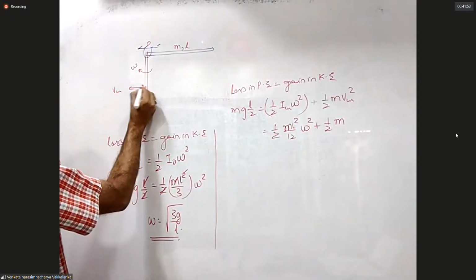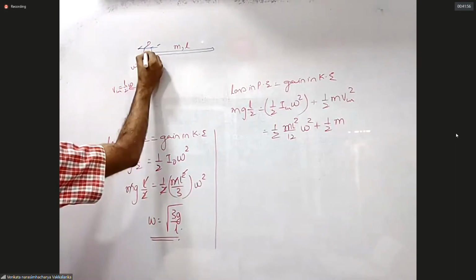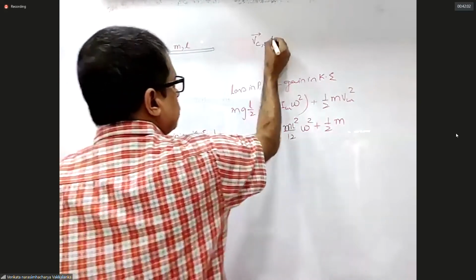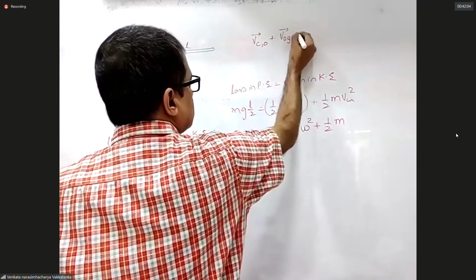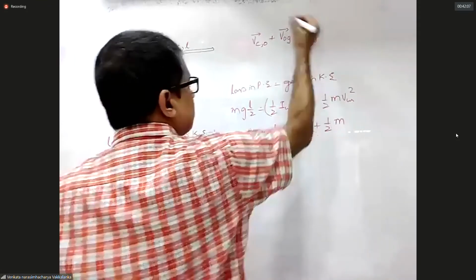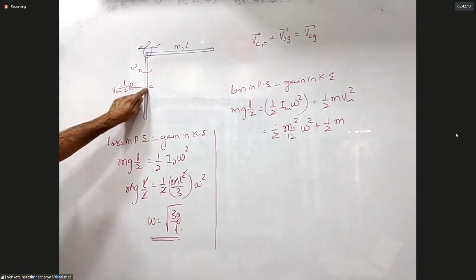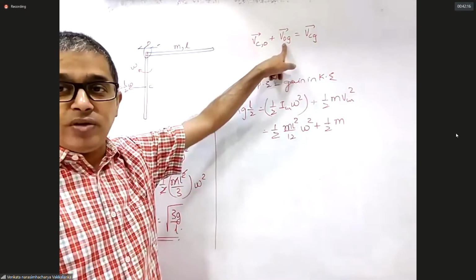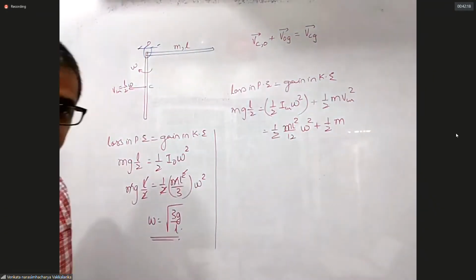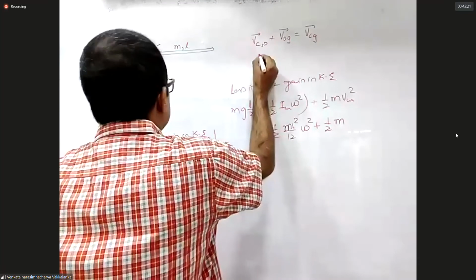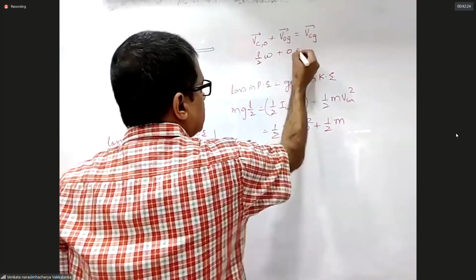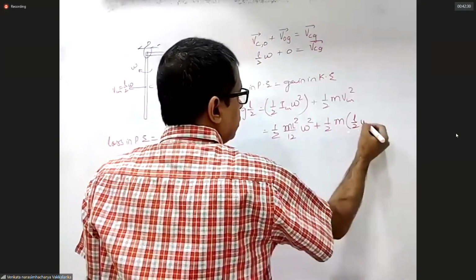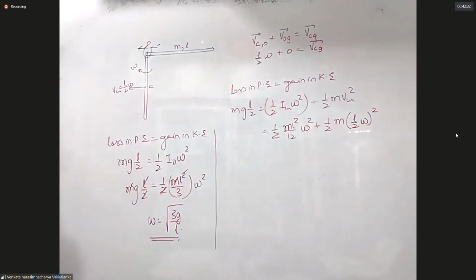Velocity of center of mass: this will be L by 2 omega with respect to O. Velocity of center of mass with respect to O plus velocity of O with respect to ground is velocity of center of mass with respect to ground. This is L by 2 omega plus 0, so L by 2 omega whole square. Is this step clear?